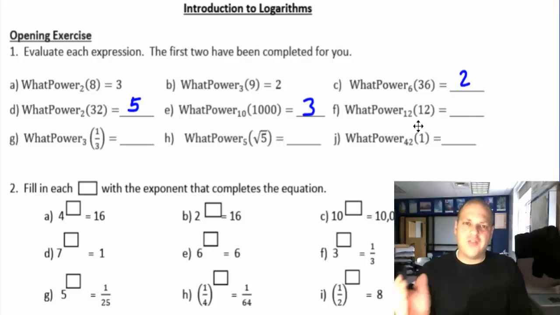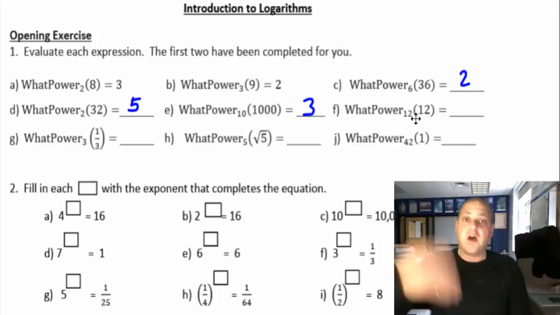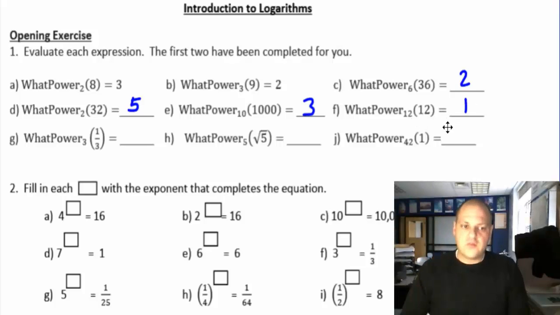What power of 12 is 12? I have 12 and I want to keep it at 12, so 12 raised to the first is 12. What power of 3 is 1/3? 3 to the what gives me 1/3? Think about how you get a fraction, 1 over. It's a negative exponent. 3 to the negative 1 is 1/3, so that would be negative 1.